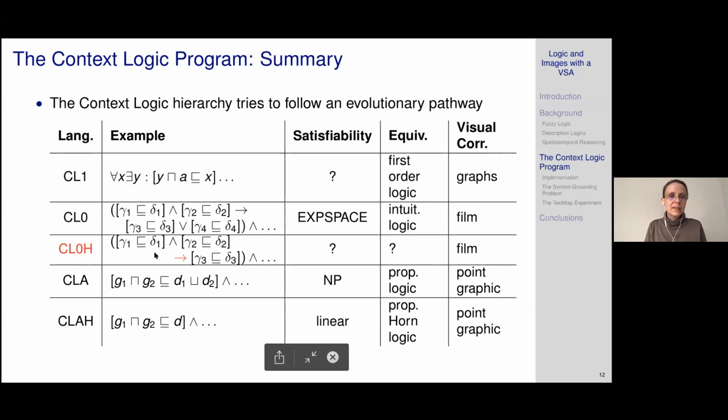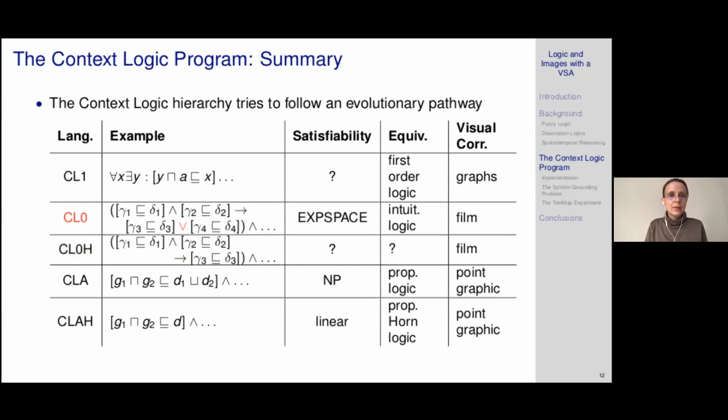Going up here in the hierarchy, here we have the AND connection. If we allow not only AND, but also OR, negation, and so on. So here is a normal form. If I can say gamma 1 is part of delta 1 and gamma 2 is part of delta 2, then gamma 3 is part of delta 3. So I get a more interesting logic here, and in particular the expressiveness goes up. Of course, satisfiability becomes harder. This logic is equivalent to intuitionistic logic, and visually this corresponds to a series of images, so to a film.